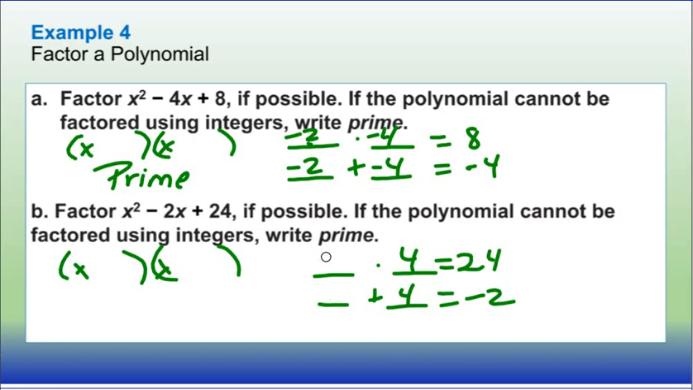So let's try some other numbers. Let's do 8 and 3. That would not work. We have 12 and 2. That one would not work either. Since none of those would work, this would be prime.